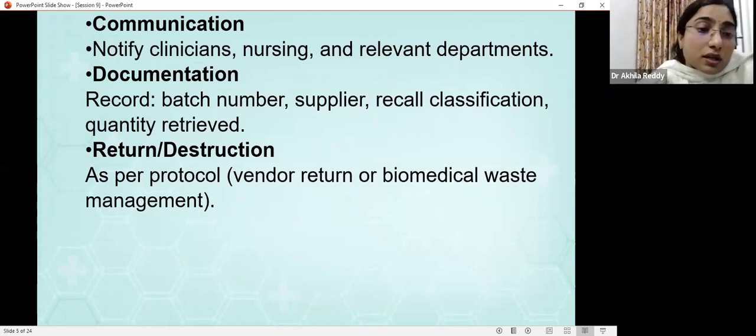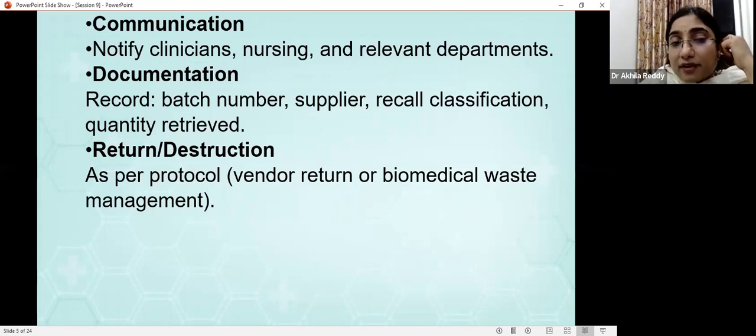Then coming to the documentation: record the batch number, supplier, recall classification, and quantity retrieved. The batch number is mandatory, because that batch should be returned to the vendor, along with the supplier name.